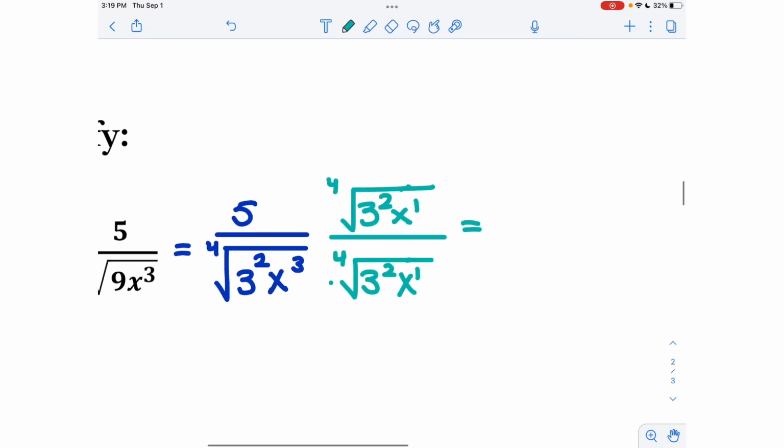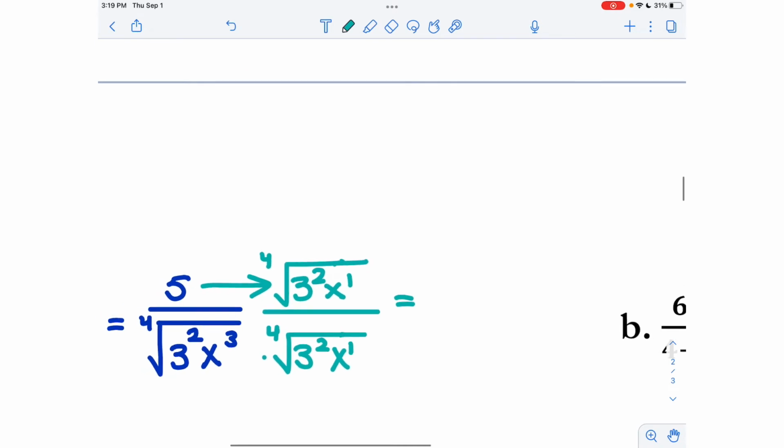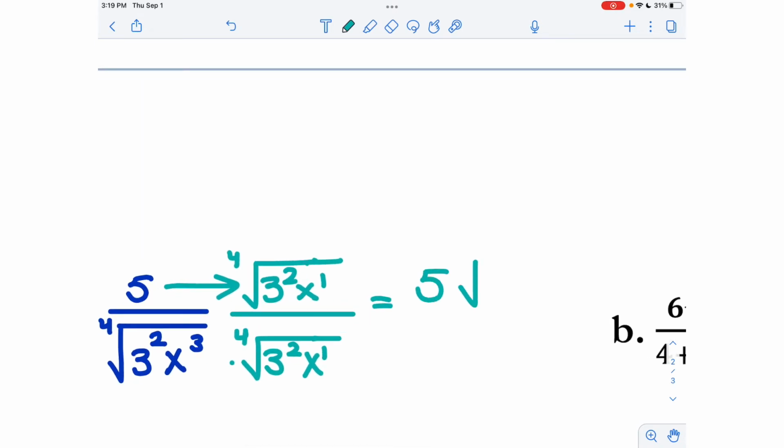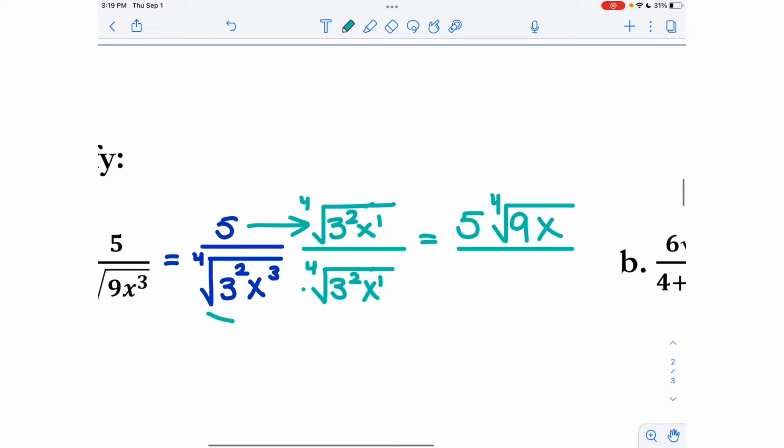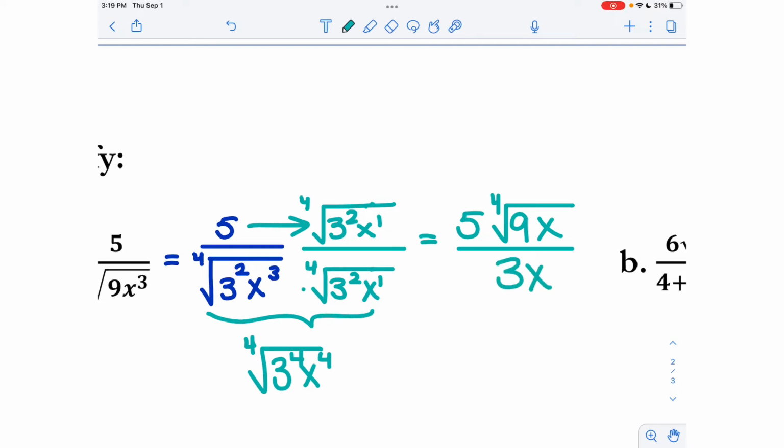Across the top, multiply 5 times this radical. That's just going to give me 5 times the 4th root of 9x, since 3 squared is 9. When I multiply these together on the bottom, I get the 4th root of 3 to the 4th, x to the 4th, which is just 3x. Now, let's say that 3 was something like 10, then I would reduce these numbers. But if it's not something that you can reduce, you just leave it. This is my answer.